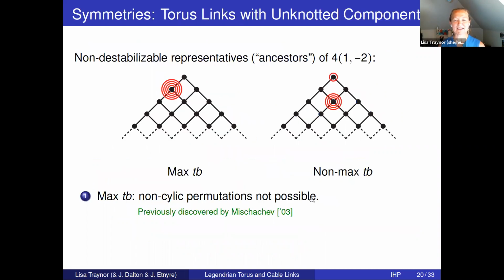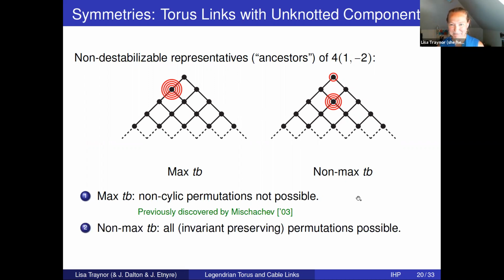Okay. So here's a different vision of what Mishachev was talking about. He was usually dealing with where P was 1. So for example, let's take the (4, -8) torus link. There are 4 components, each an unknot. In the max TB case, for example, it would be a 4 copy of a TB -2 unknot. You cannot do the non-cyclic permutations.